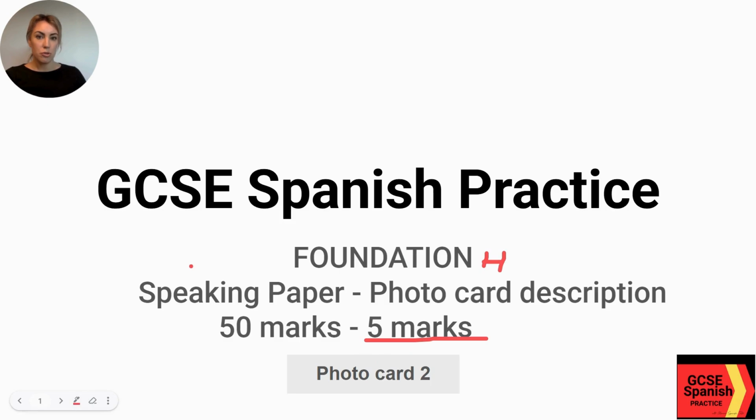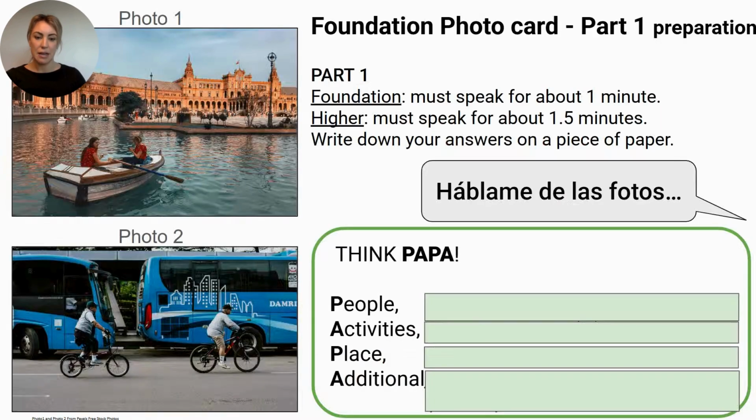You need to get 9 pieces of information if you're doing foundation, and you have to talk about the 2 photos, and you have to do it for a minute. If you're doing higher, you need to speak for 1 minute and 30 seconds, more or less. You must say at least 15 pieces of information, and you must be able to communicate clearly, so what you're saying is clearly understood by the examiner.